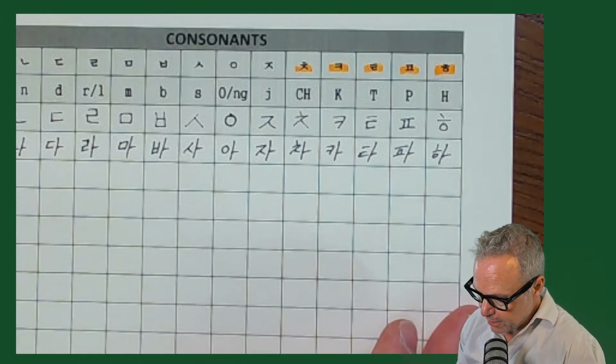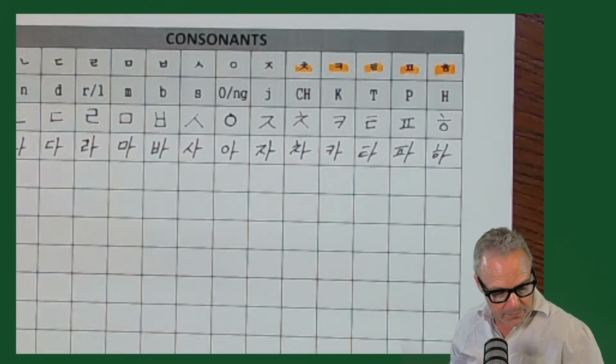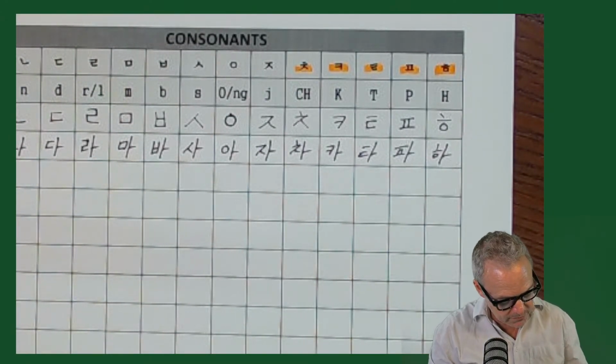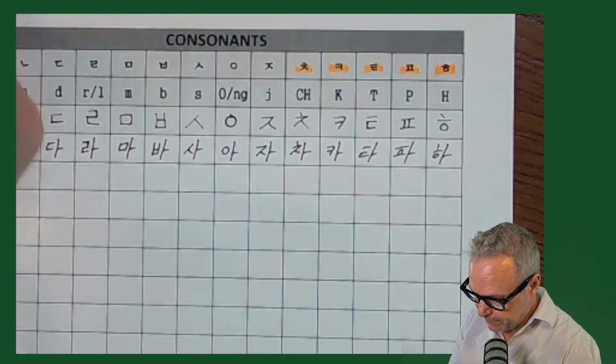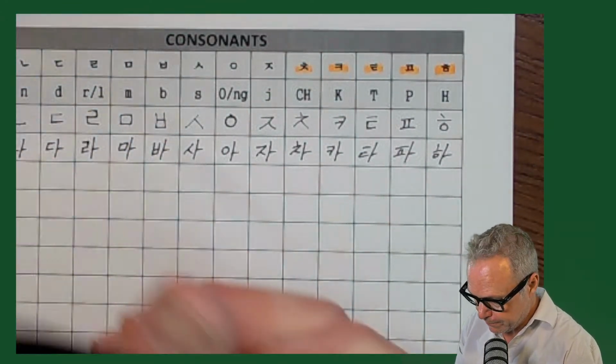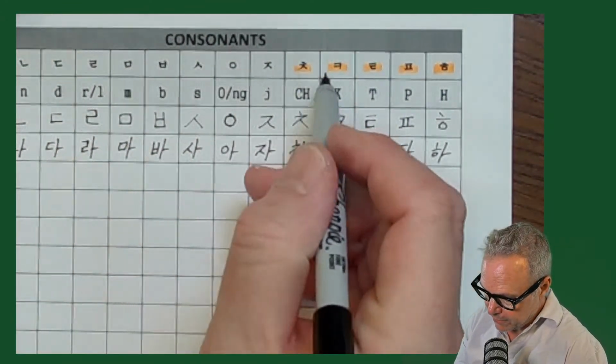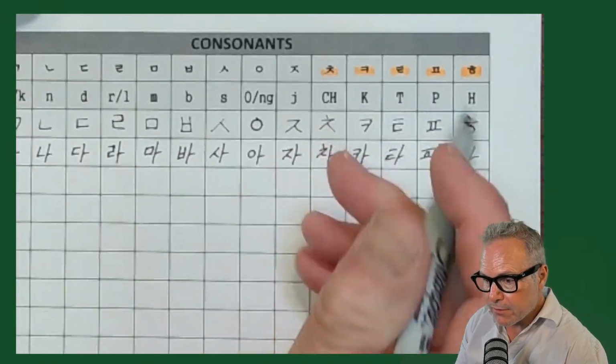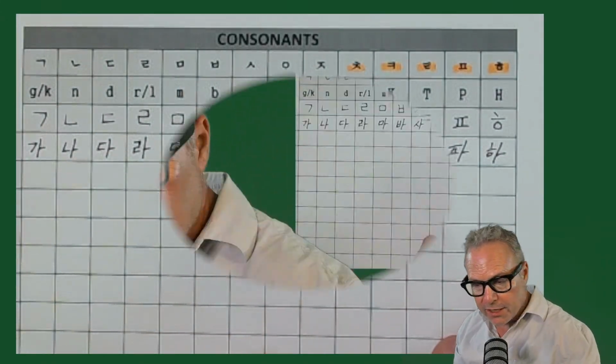So the aspirated consonants kind of have partners. Most of them do. So, for example, and to really understand aspirated consonants, I want you to do this.